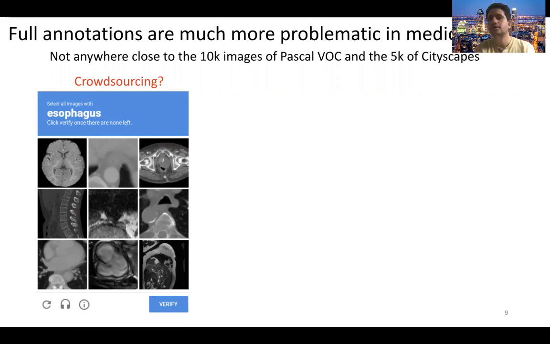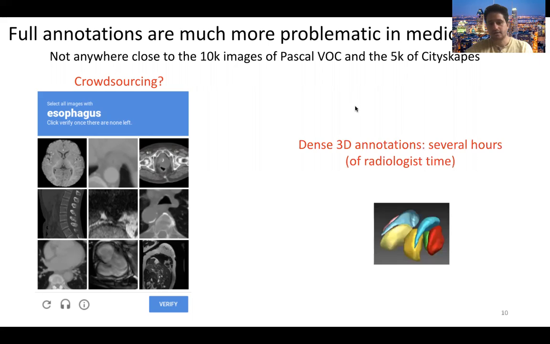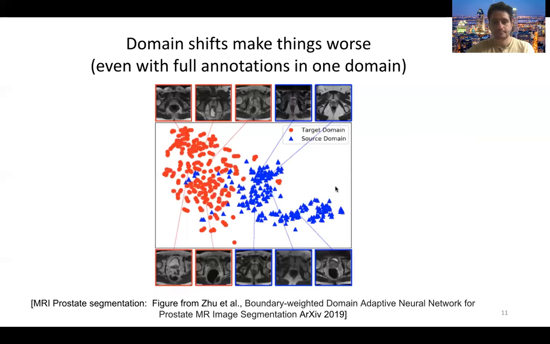And the reasons are clear. First of all, you cannot have everybody label medical images. You cannot do crowdsourcing. Everybody could maybe recognize a horse in a natural image, but this is not the case in medical images. If I show you this type of image and you're not a medical doctor, you have no clue what the image depicts. So you need expertise, and you would also need several hours of annotation time from a radiologist. So this is one aspect of it.